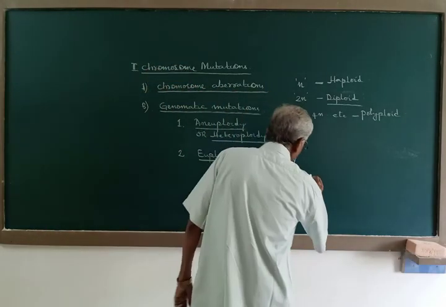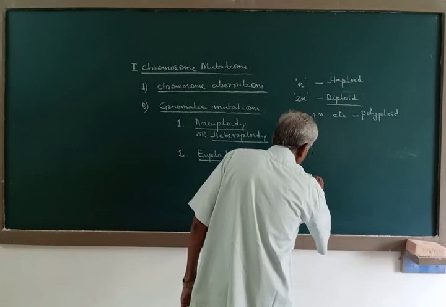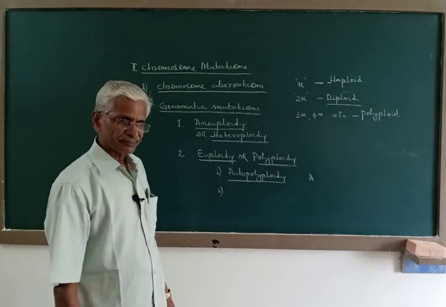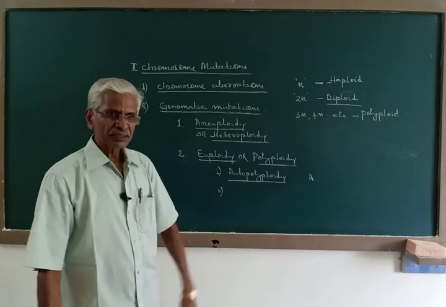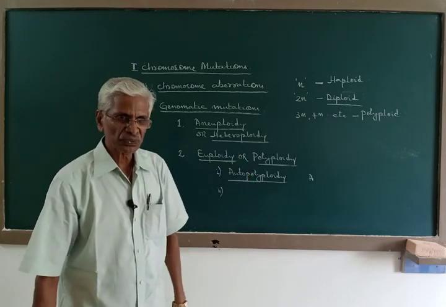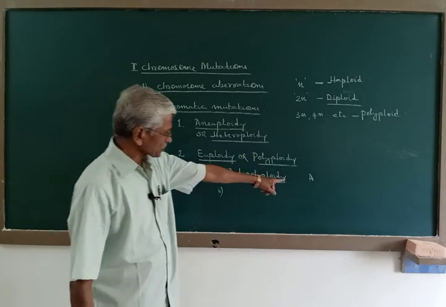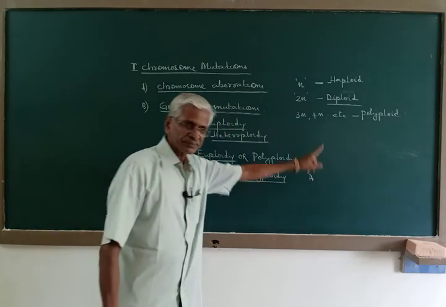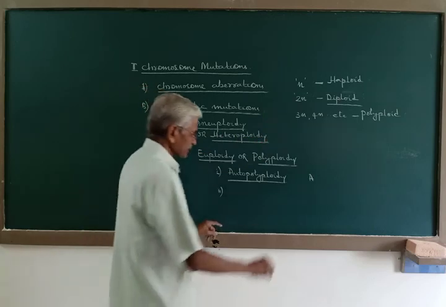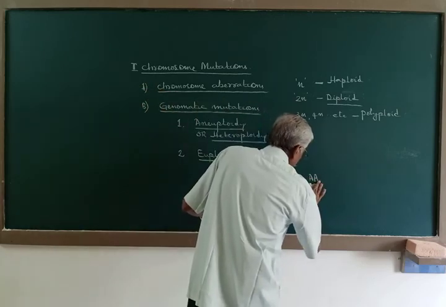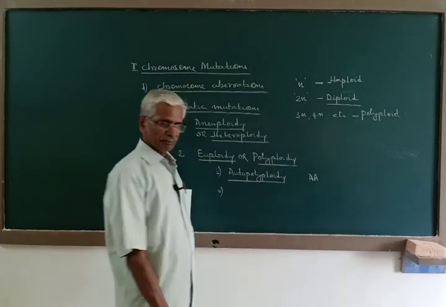Say each set of chromosomes is indicated as A. So what is capital A? This is one set of chromosomes, that is n number of chromosomes. So if there is only one set, only A, it is haploid. If there are two sets, this is diploid.